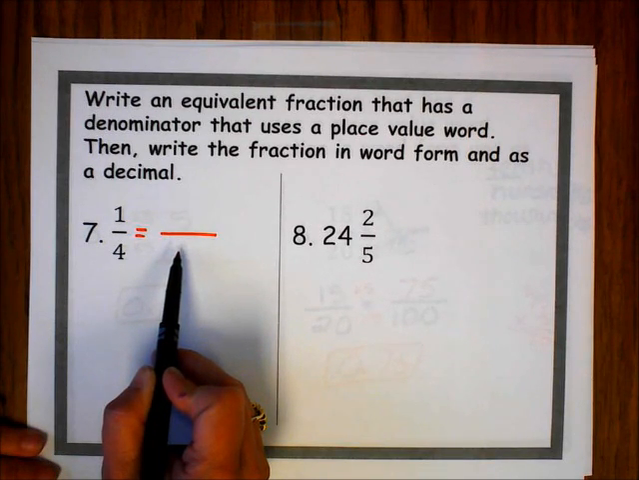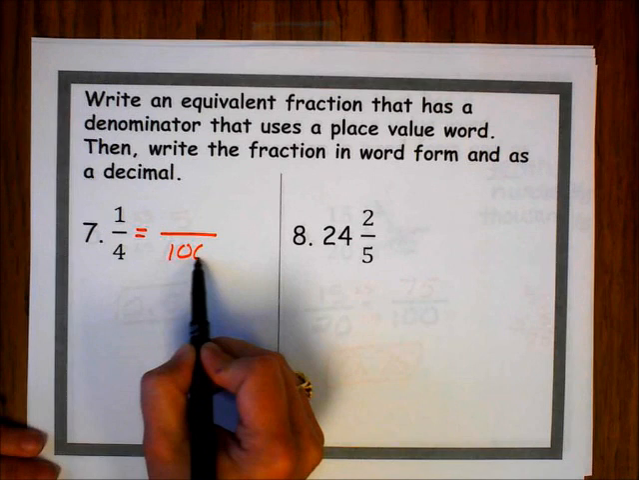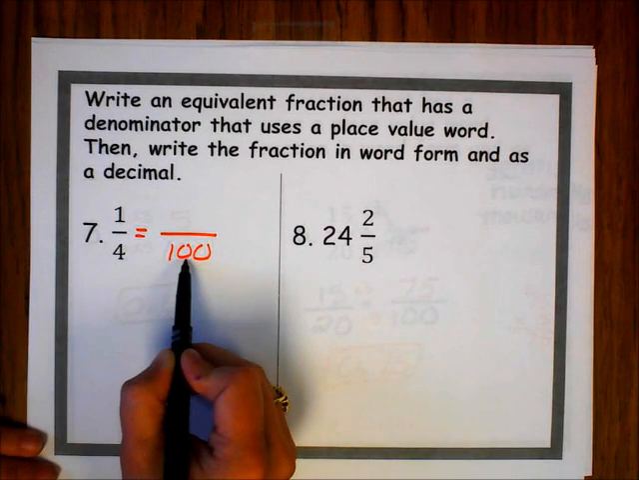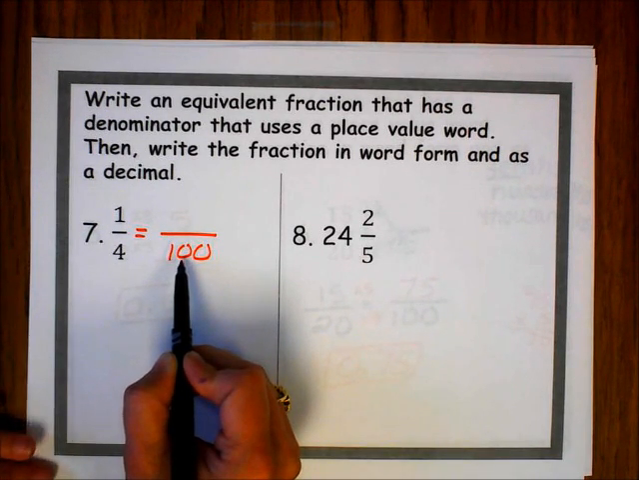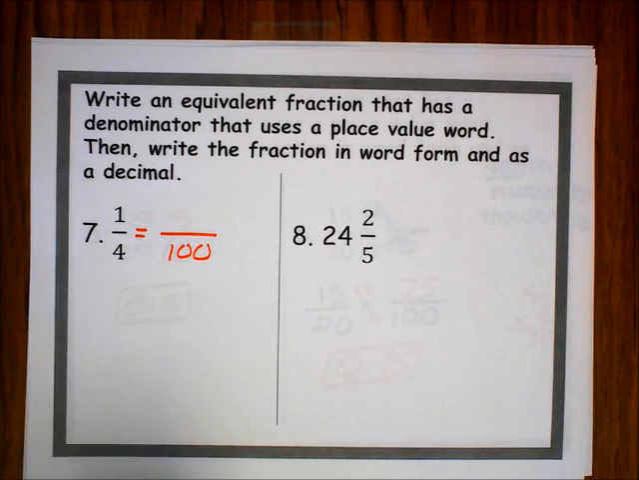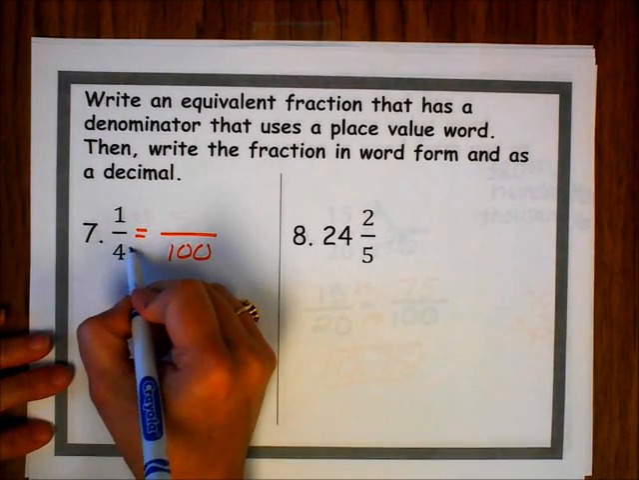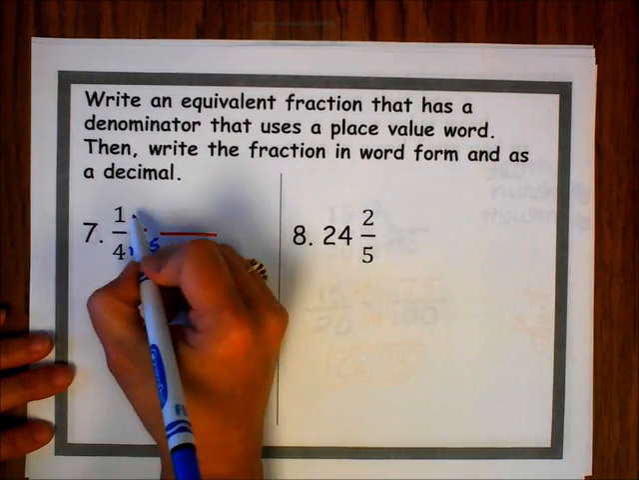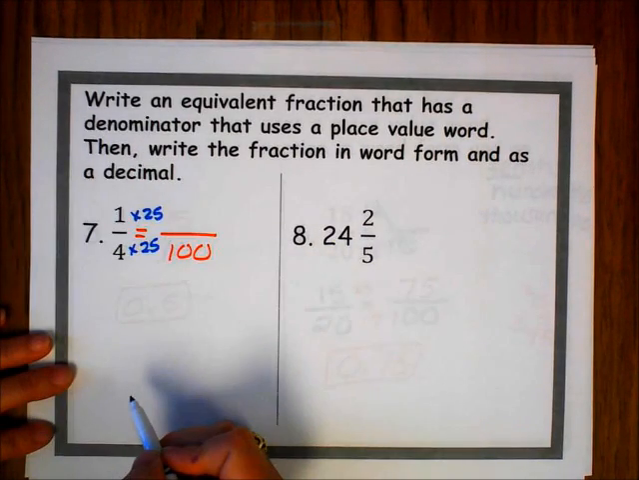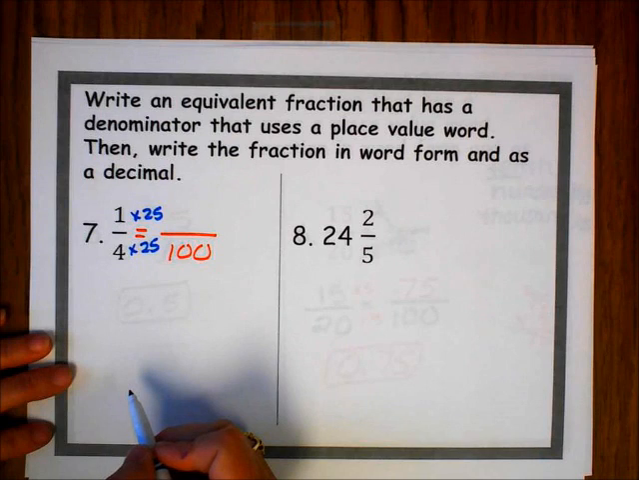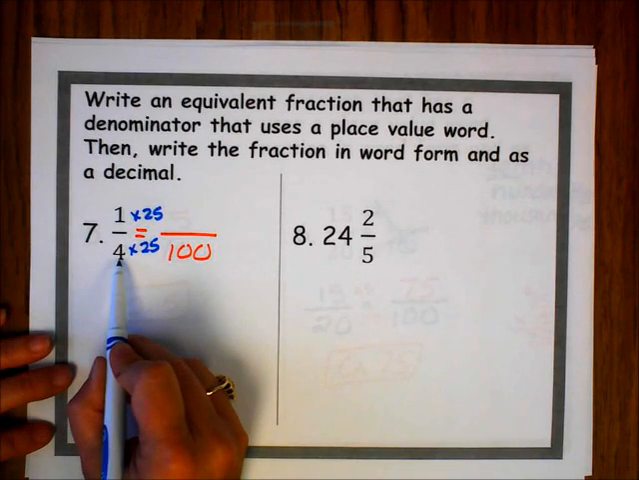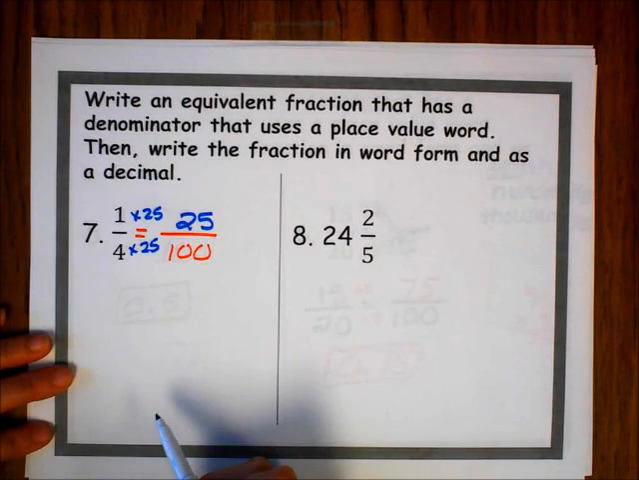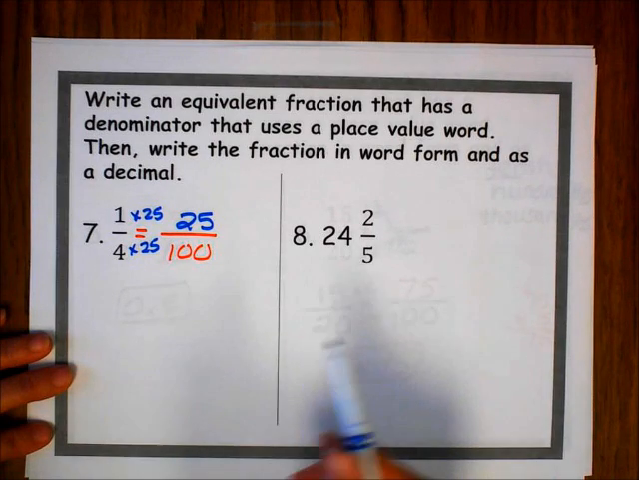Let's see if I can change it into hundredths. Can I do anything to get from 4 to 100? Yes, there is. I know that there are 4 quarters in a dollar, so I know that 4 times 25 is 100. So I have to multiply the numerator by 25. So an equivalent fraction to 1/4 is 25 hundredths.